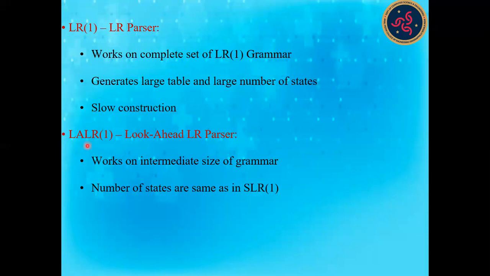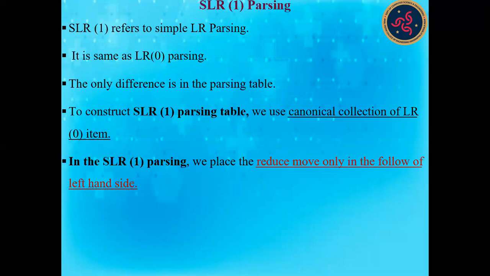Again, LALR means lookahead LR parser. It works on the intermediate size of grammar, and the number of states will be the same as that of the SLR1 parsers. Coming into the detail, first we can see what SLR parsing is. SLR means S is simple, then LR is LR parsing. It is the same as the LR0 parser; the only difference is in the construction of the parse table. Here in SLR1, we have to use the canonical collection of LR0.